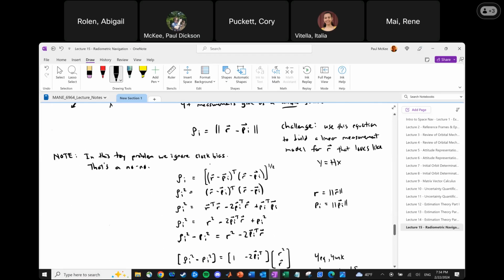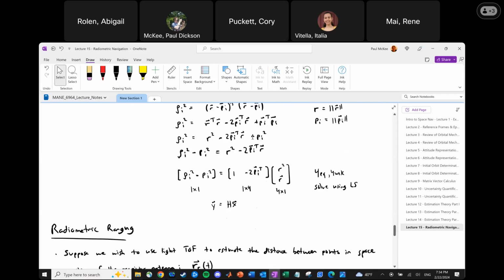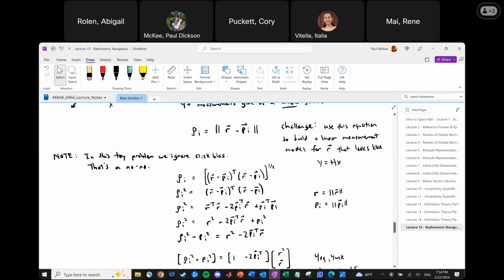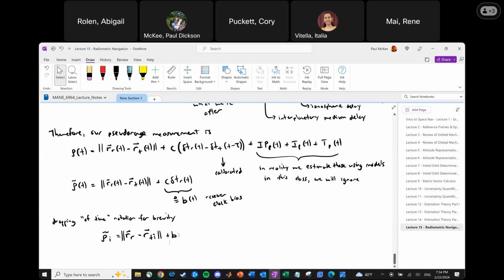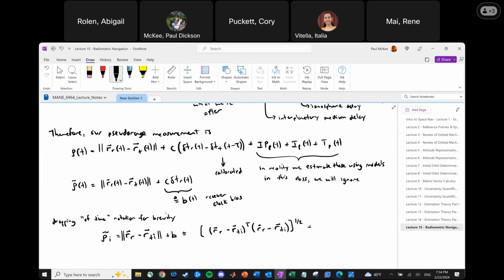If we go up to our toy problem, range is equal to R, I used the letter P before, now we're using R sub T, but same idea. The problem is it's that clock bias, right? I made a note about that. In this toy problem, we ignore clock bias. That's a no-no. Now we're looking at the grown-up version of the problem, which has a B in there. And so you could think of it as really being, if we wanted to expand this, this is the same equation. I wasn't lying earlier. This is, there we go. RR minus RTi transpose, RR minus RTi, and then all of that to the 1/2 power plus B.